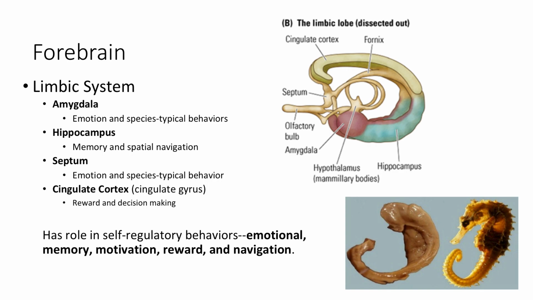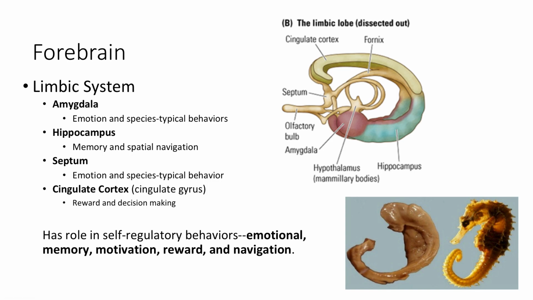Then we have the cingulate cortex. The cingulate cortex is right here. And this is a 3-layered strip that is right above the structure that connects the two hemispheres, which is the corpus callosum. So I talked about that a couple slides back, very briefly. The cingulate cortex is really important for sexual behavior and also for reward, decision making, and other social interactions. And then we have the septum, which is important for emotion and species typical behavior.